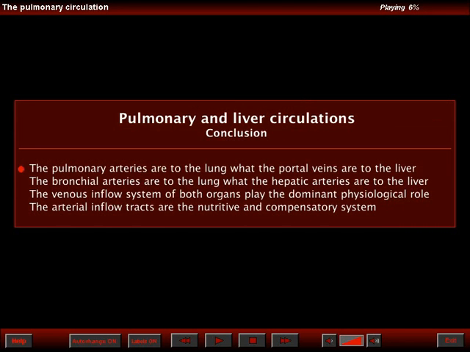In conclusion, the pulmonary arteries are to the lung what the portal veins are to the liver. The bronchial arteries are to the lung what the hepatic arteries are to the liver. The venous inflow system of both organs plays the dominant physiological role, and the arterial inflow tracts are the nutritive and compensatory system.